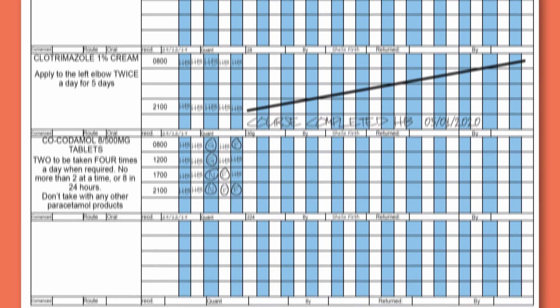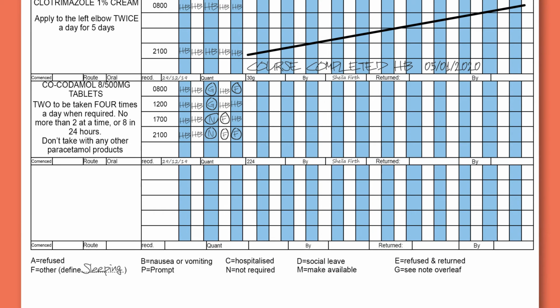For the example here, co-codamol 8 by 500 mg tablets, 2 to be taken 4 times a day when required, no more than 2 at a time or 8 in 24 hours, and not to be taken with any other paracetamol based product. You will see some of the administration dates and times given have been circled with an alternative code contained. For example, here we have a G code with a circle around.